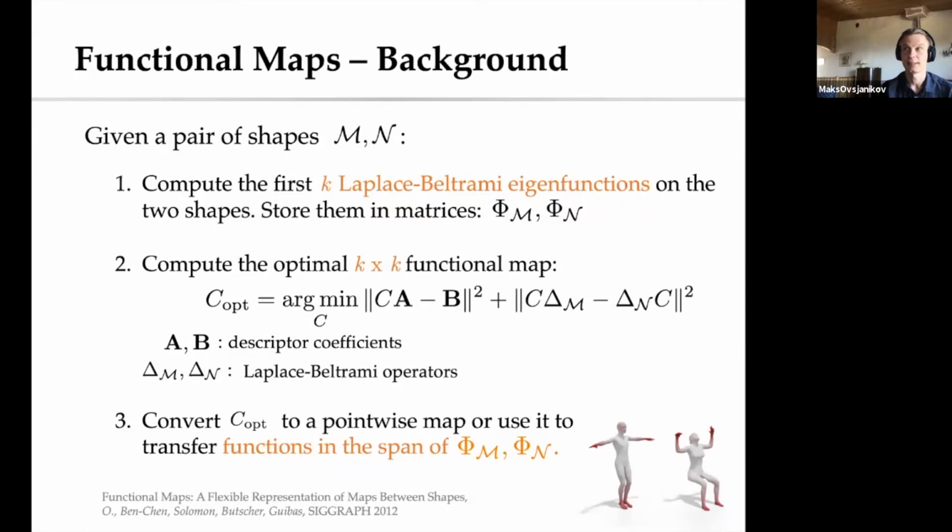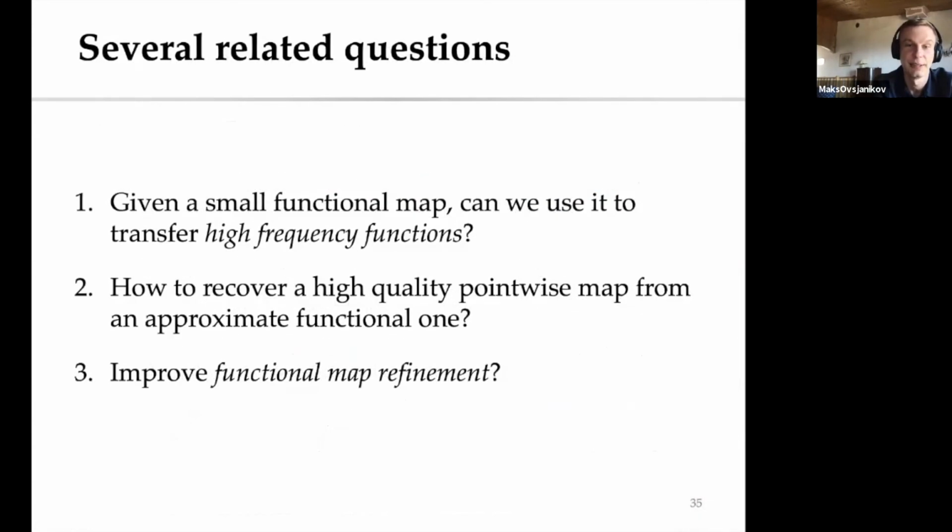right? And there's been this understanding in the community that functional maps only allow you to transfer low frequency functions, because the first k Laplace-Beltrami eigenfunctions are basically low frequency information. The questions that we had are, first of all, given this understanding that functional maps can only be used to transfer low frequency functions, how can you use them to transfer high frequency information? And the second question is, can you recover high quality correspondences from approximate functional maps?